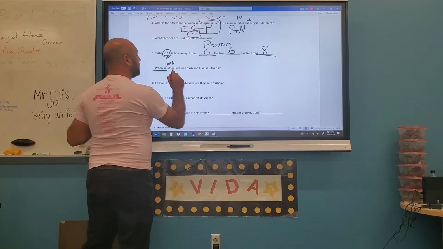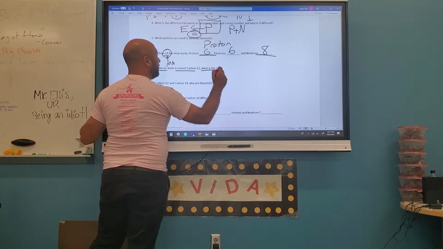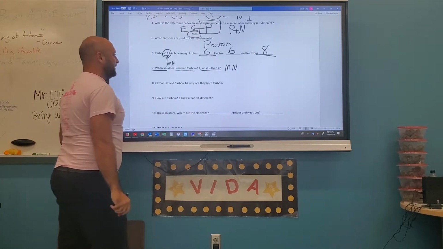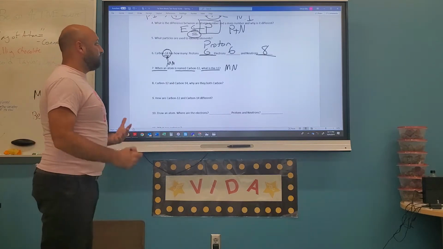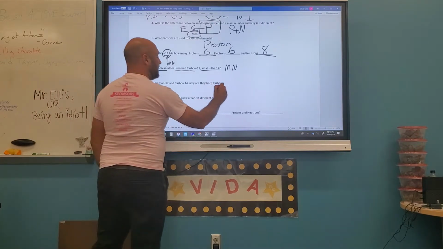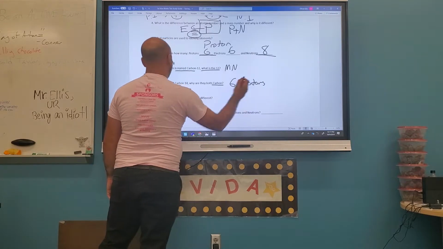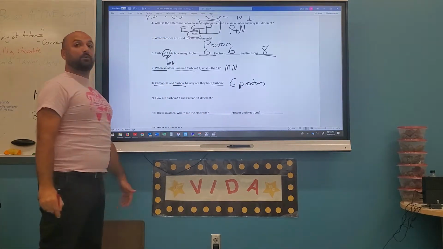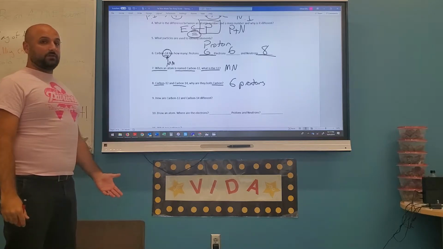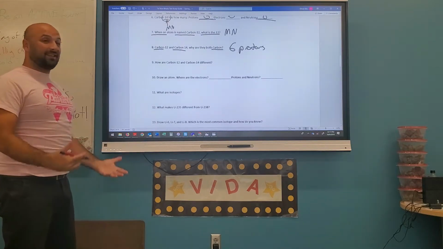So when an atom is named carbon-12, what's the 12? Well, we just said that's the mass number. Carbon-12 and carbon-14, why are they both carbon? Well, ID atoms, protons, we count them. Because both carbon-12 and carbon-14 have 6 protons. So what's the difference then? If they both have 6 protons, what's the difference?